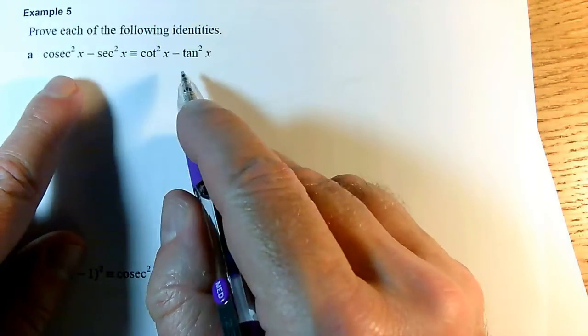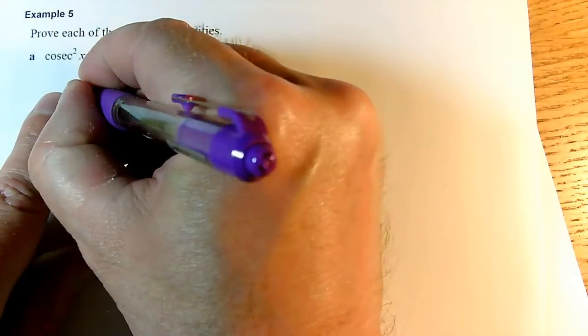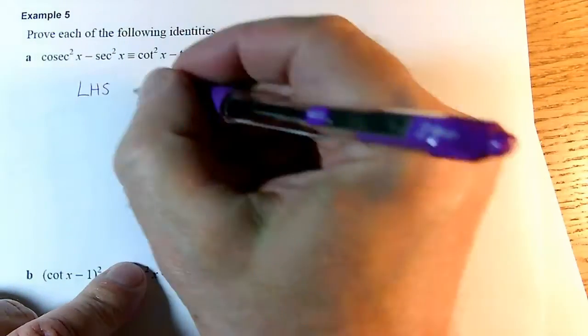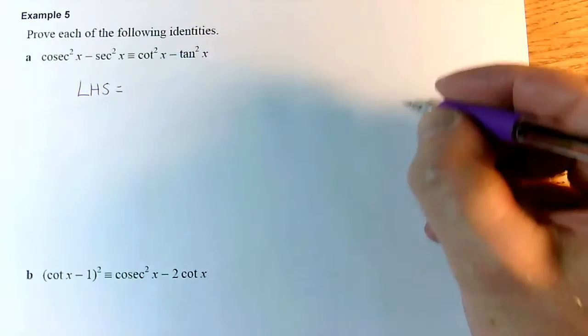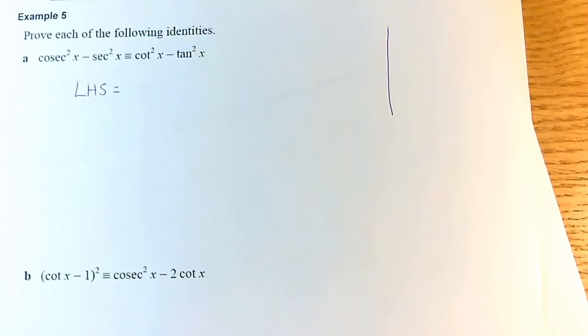I could start with the left-hand side or the right-hand side. There's nothing really to choose between them. So let's start with the left-hand side. I could just as easily have started with the right-hand side in this particular case. Now let's remember the trig identities I know. You do have to learn these.